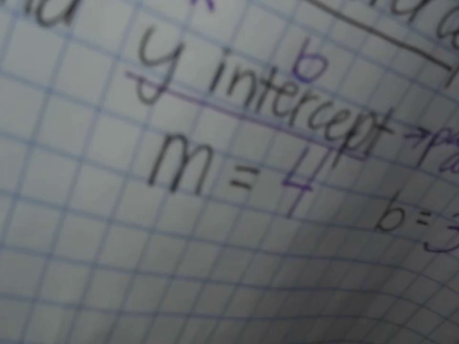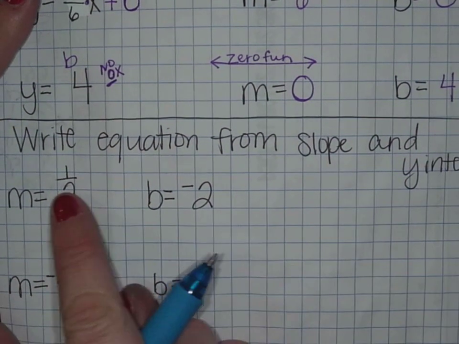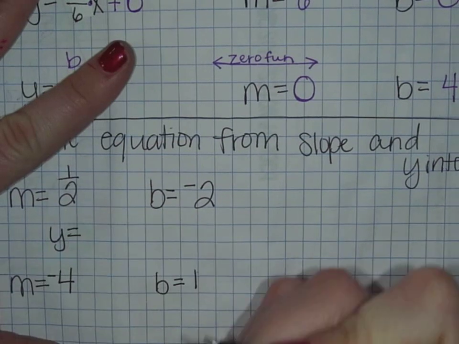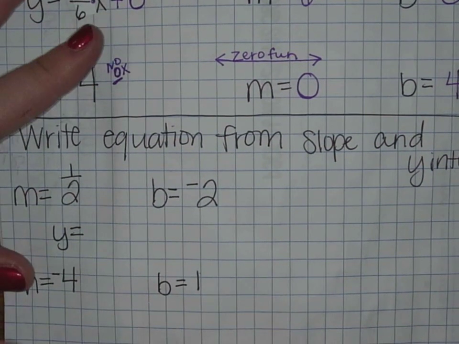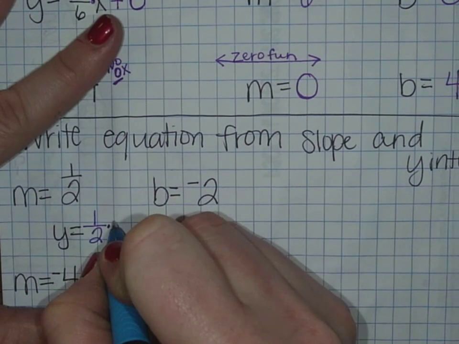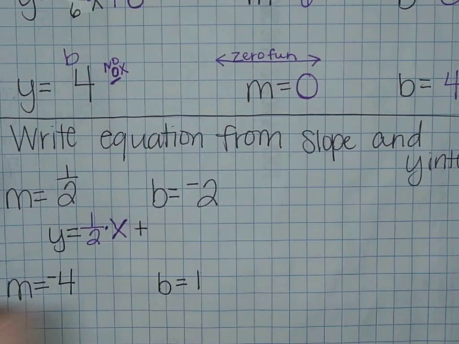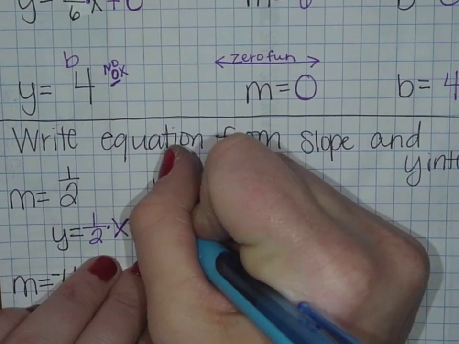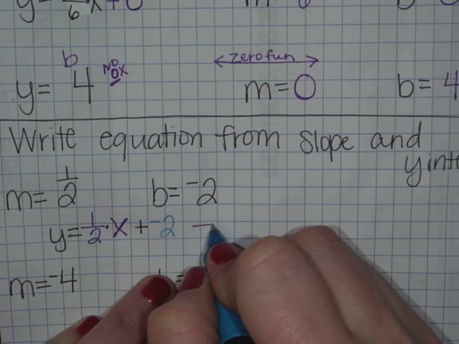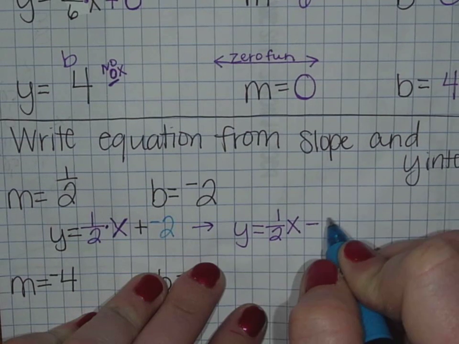Okay, we have 2 more examples, and then you can get to the assignment. So now it says write the equation from slope and y-intercept. So it's going to be y equals m, which is 1/2. M always multiplies by x, so it would be mx plus -2. So our final equation would just be y equals 1/2 x minus 2.